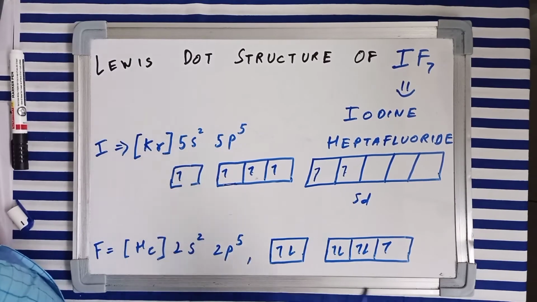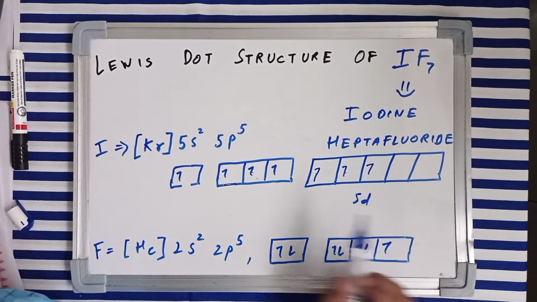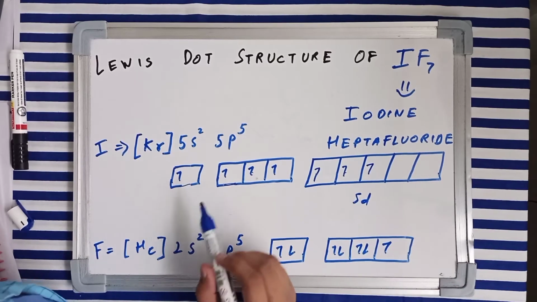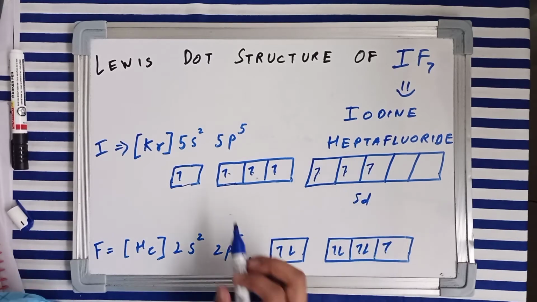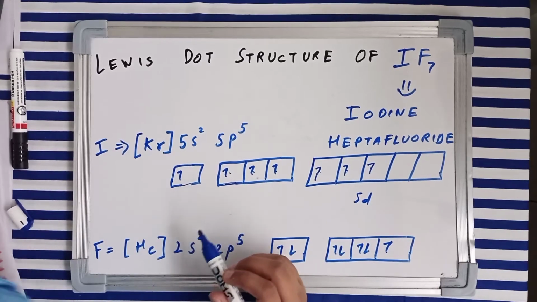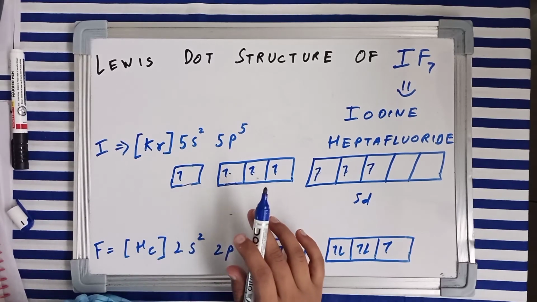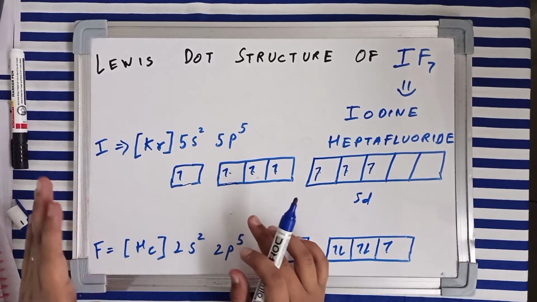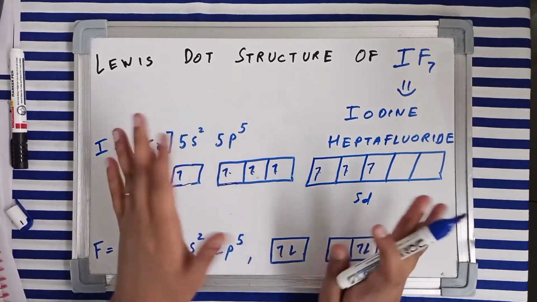And suppose one more jumps and sits in one of the orbitals of 5D subshell. Now iodine can make 7 covalent bonds. See, 1, 2, 3, 4, 5, 6, 7. So in its third excited state, iodine is going to make 7 covalent bonds with fluorine, and it has how many valence electrons? 2 plus 5, 7 valence electrons.